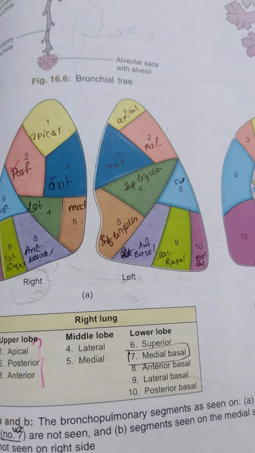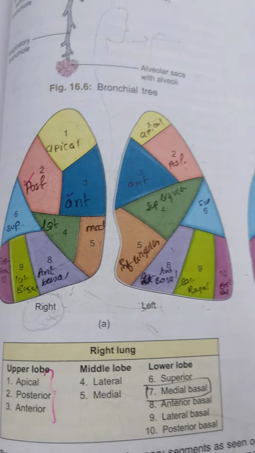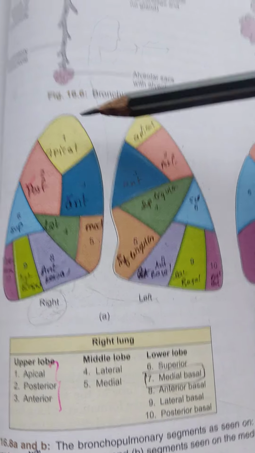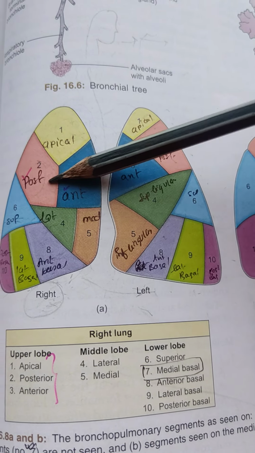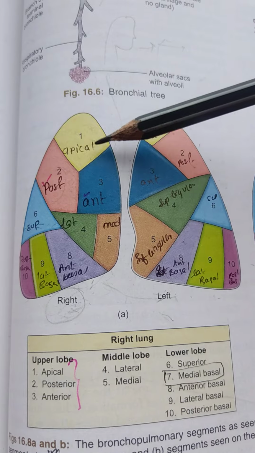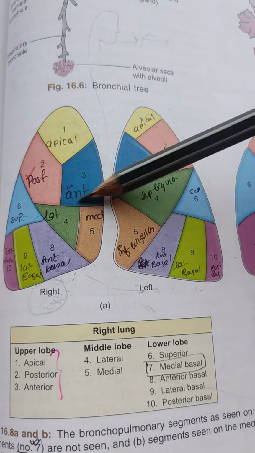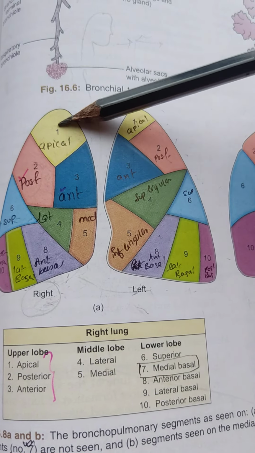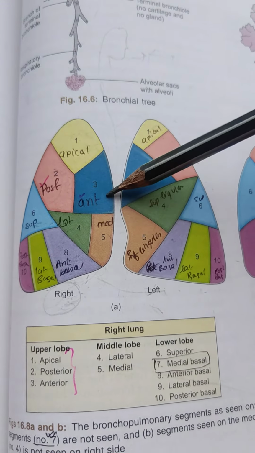Now about the numberings. Always remember the apical is always the first. That's the normal thing. The topmost is the first, the apical. Then there is the posterior. While we are talking about the segments in the superior lobe, it's always from back to front: apical, then posterior, then anterior.